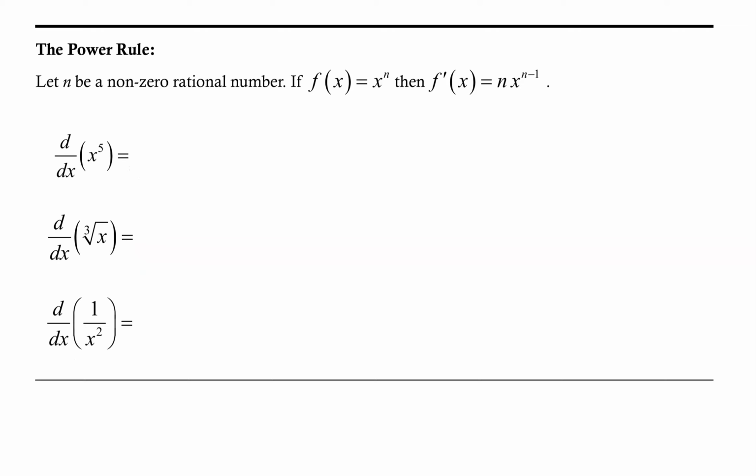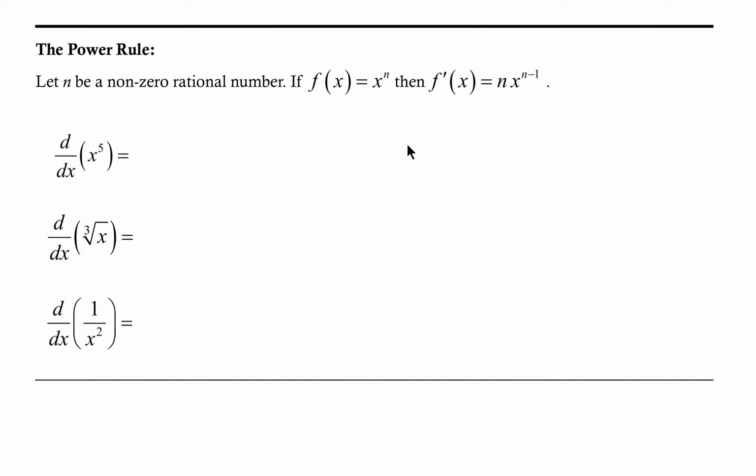The next rule we want to look at is the power rule. Let n be any non-zero rational number. If f of x equals x to the n, then f prime of x equals n times x to the n minus 1. So let's go ahead and take a look at these examples of how this might work.